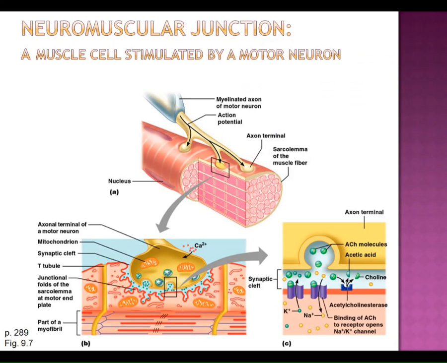Okay, so now we get to the end of the axon, right here, the axon terminal. Everybody knows what the end of an axon is called? Axon terminal. Beautiful. What's at the axon terminal? Vesicles with neurotransmitter inside. What's our neurotransmitter of choice for skeletal muscle?